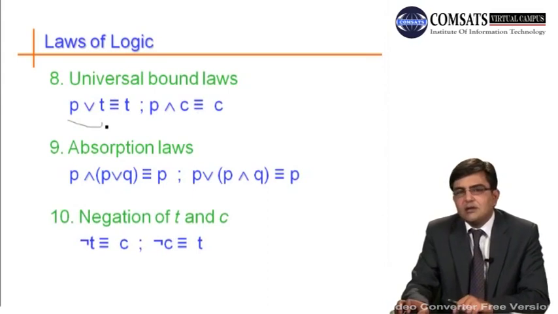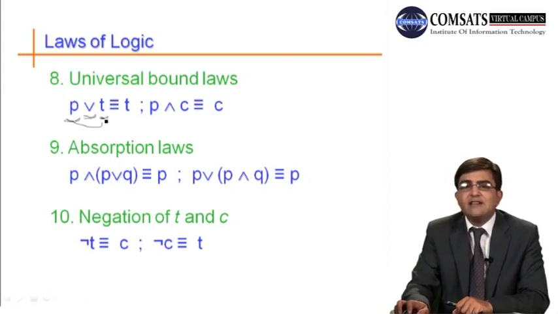this compound proposition is logically equivalent to T, because we have the disjunction operator, and whatever the value of P, T is a tautology and is always true. We know that the disjunction of two propositions is true when at least one of the truth values is true. So T is always a tautology, therefore at least one truth value is true, therefore P or T becomes a tautology. This compound proposition will always be true.